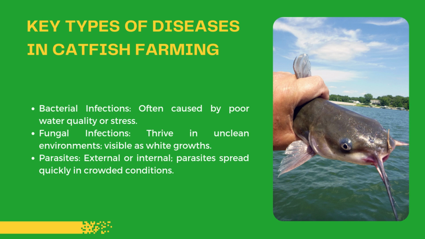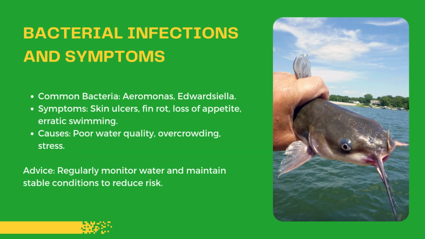There are key types of disease in catfish farming. There's the bacteria, there's the fungi, and there's the parasite. Bacteria is caused by poor water. Fungi, poor water and stress. Fungi, unclean environment. You see them as white growths. Parasites are external, things you can see, especially where you keep them in crowded conditions.